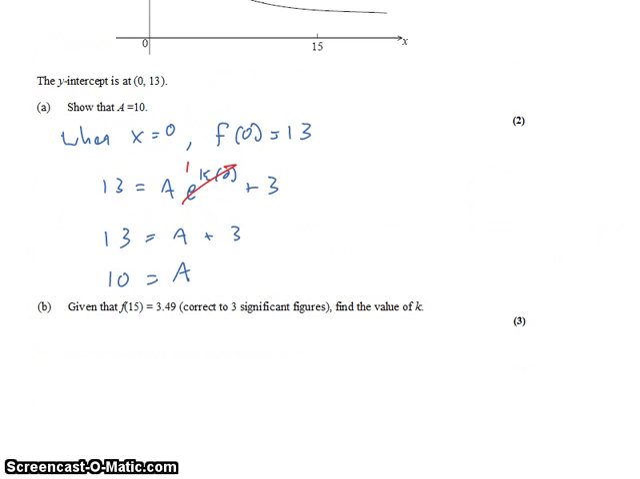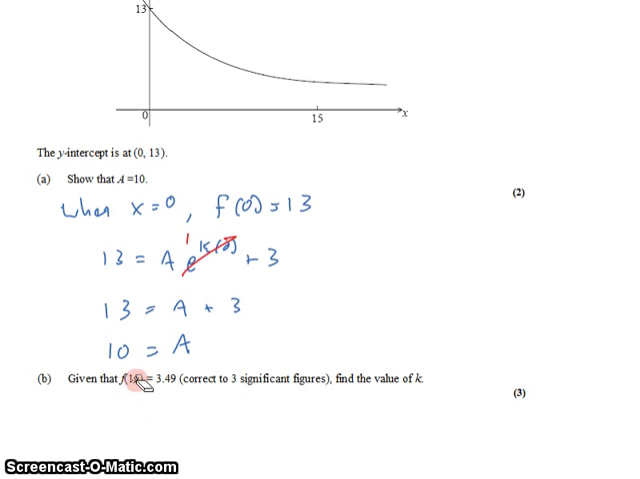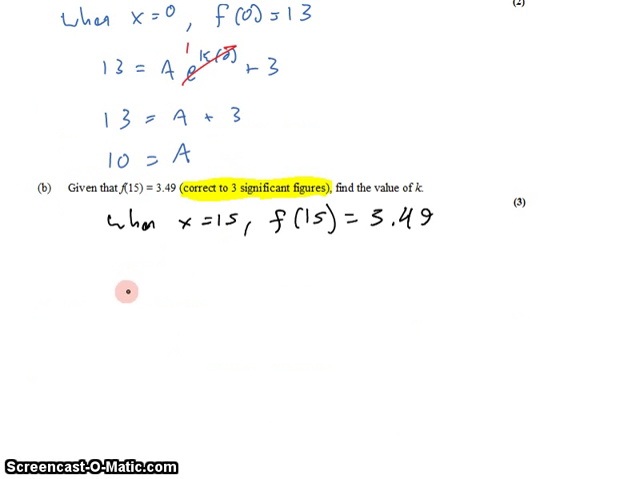Part B says that given that f of 15 is 3.49, find the value of k correct to 3 significant figures. So we're going to need to use our calculator. That's our hint, that we need to do this with the calculator. So let's do it with a calculator. I know that when x is 15, f of x is 3.49, which allows me to say that 3.49 equals a e to the kx plus 3.